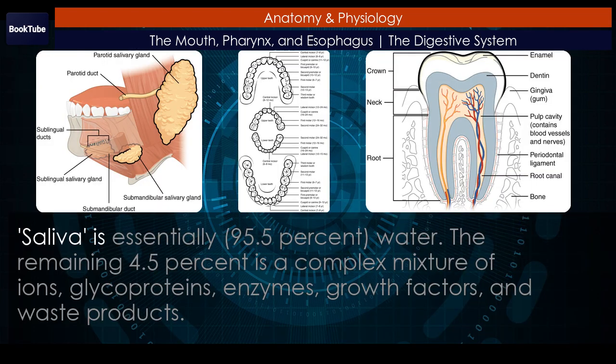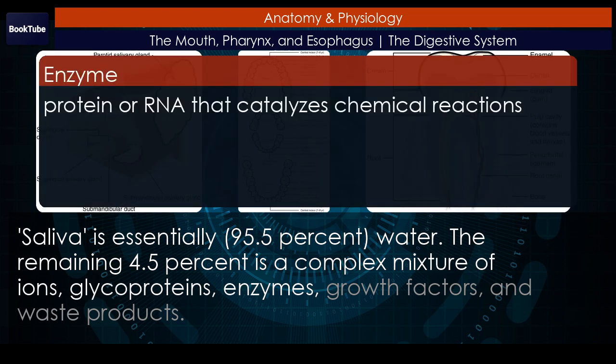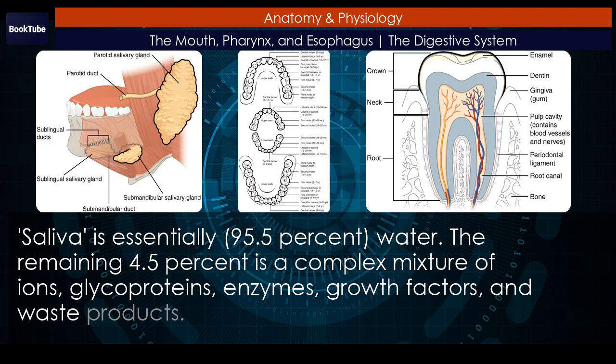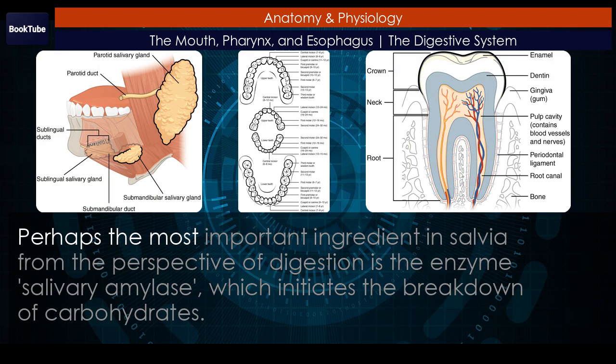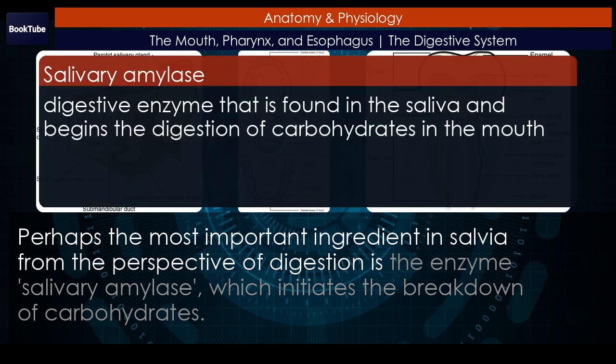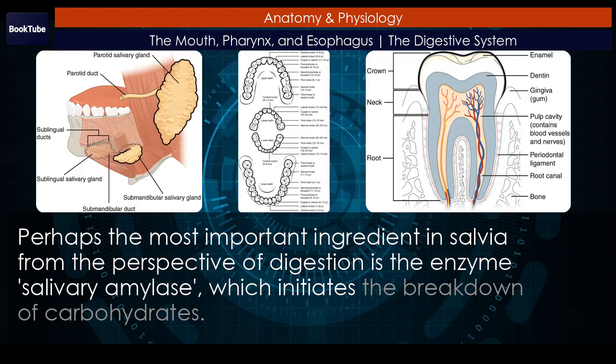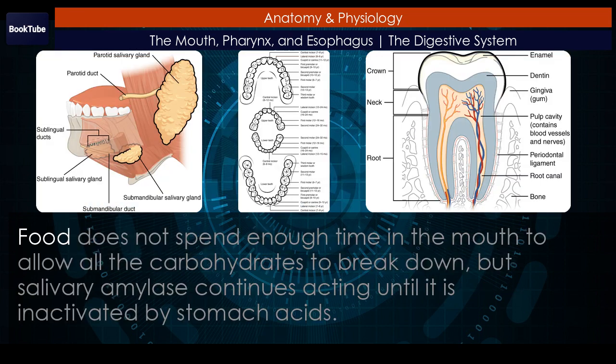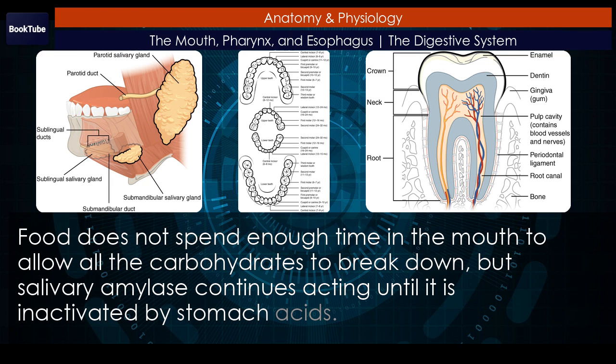Saliva is essentially 95.5% water. The remaining 4.5% is a complex mixture of ions, glycoproteins, enzymes, growth factors, and waste products. Perhaps the most important ingredient in saliva from the perspective of digestion is the enzyme salivary amylase, which initiates the breakdown of carbohydrates. Food does not spend enough time in the mouth to allow all the carbohydrates to break down. But salivary amylase continues acting until it is inactivated by stomach acids.